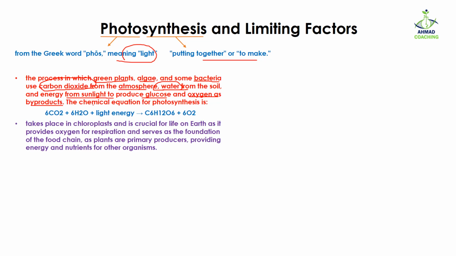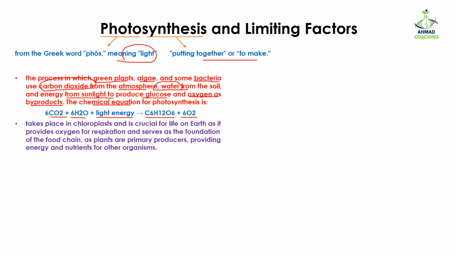In terms of the chemical equation, photosynthesis is 6 molecules of carbon dioxide and 6 molecules of water in the presence of light energy which comes from the sun. They are going to make 1 molecule of glucose and 6 molecules of oxygen.